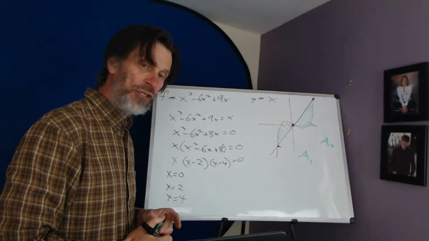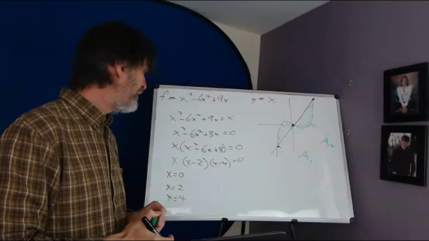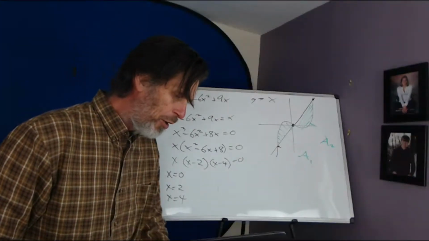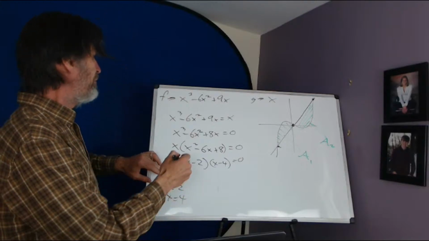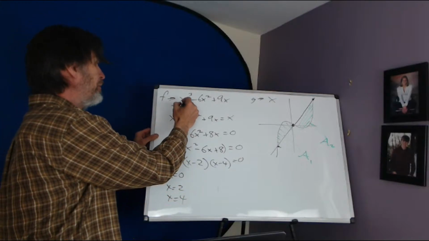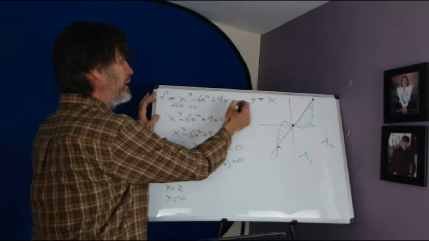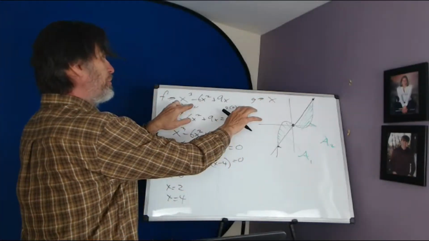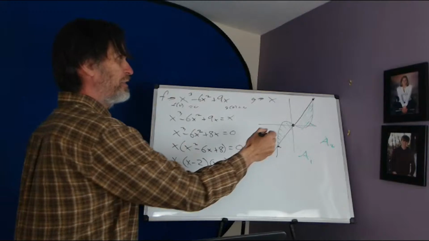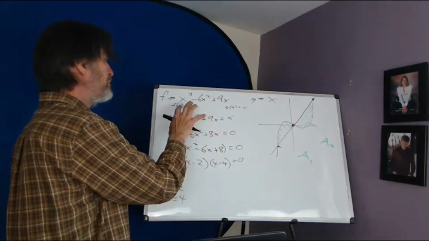Now again, if I want to make sure that I haven't screwed up any algebra, what I'll do is plug in each of those numbers in each of the functions. If I plug in f of 0, this is 0. If I plug in g of 0, that's also 0. So those two came out the same. Okay, so that's that point right there, 0, 0.